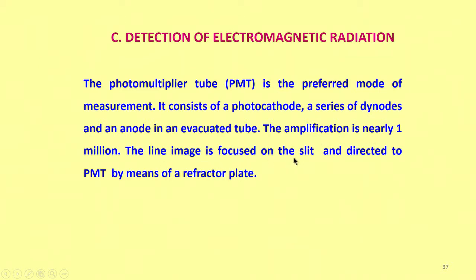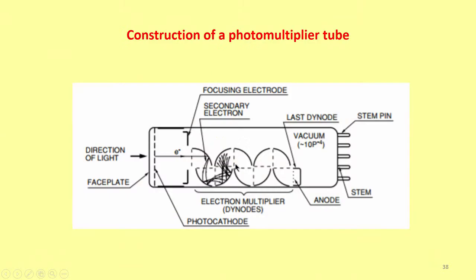The line image is focused on the slit and directed to the PMT by means of a refractor plate. Now, I had explained to you about this in my earlier courses, that is on spectrophotometry as well as atomic absorption spectrometry. Okay. So, this is how the construction of a photomultiplier tube detector is made. Now, you can see here in this figure that I have a face plate here.